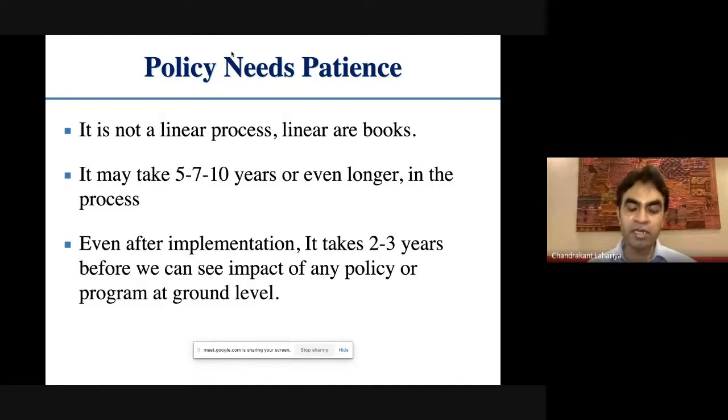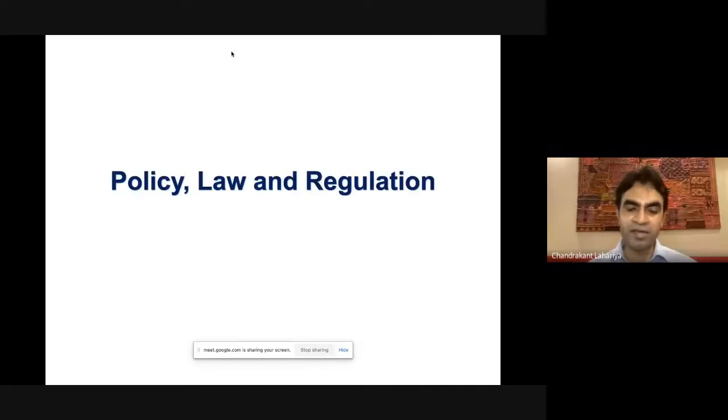Sometimes policy and its impact may take 5, 7, 10 years, even longer. We really do not know. And then implementation takes its own good time. Any policy decision, at least in the health sector, takes 2 to 3 years before it reaches the citizen. Now, I'll try to speak about something which you are already studying.